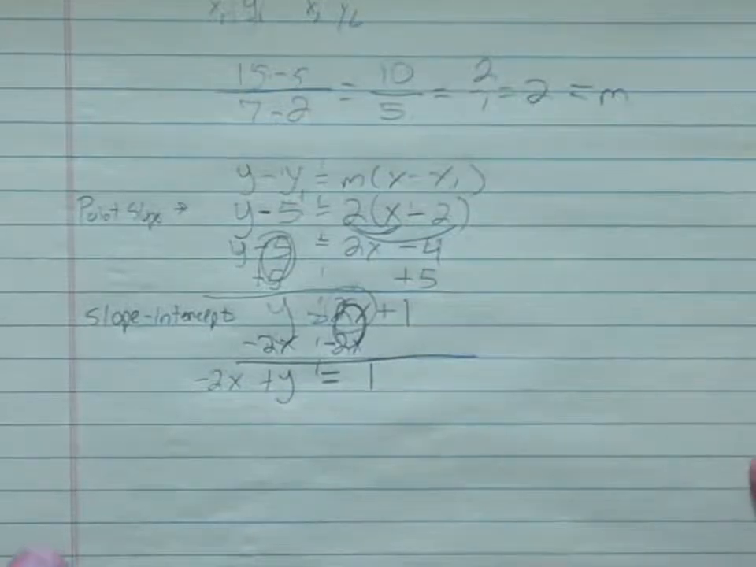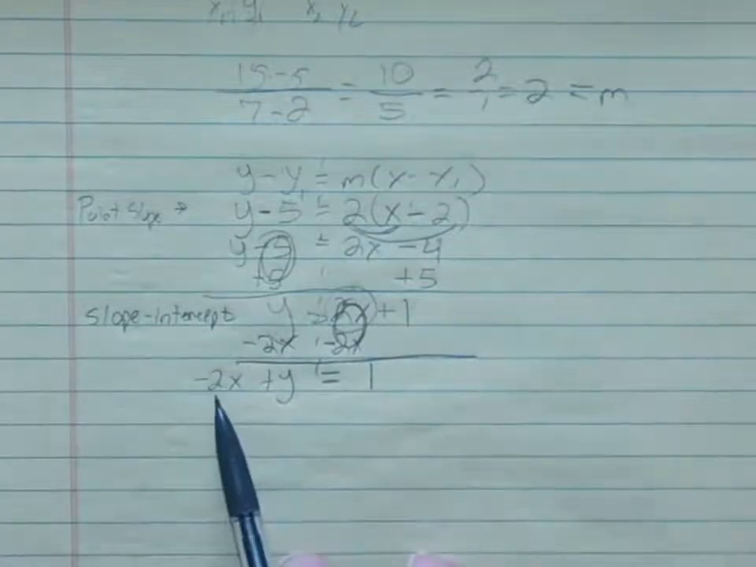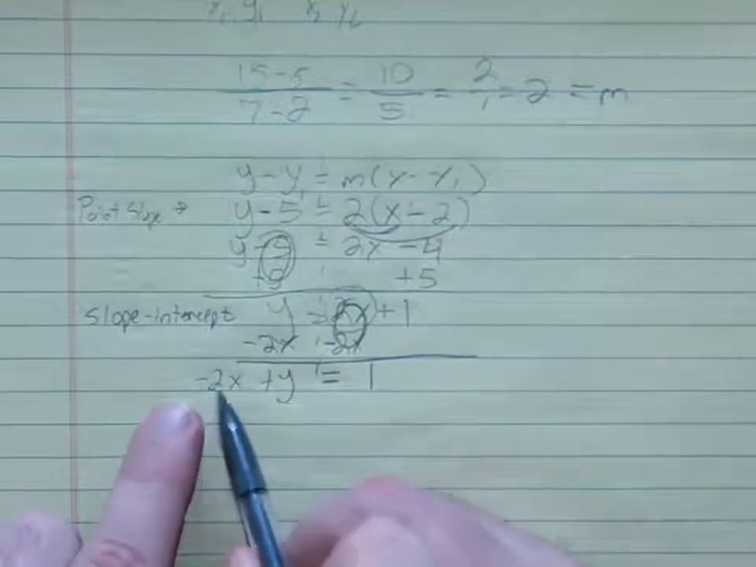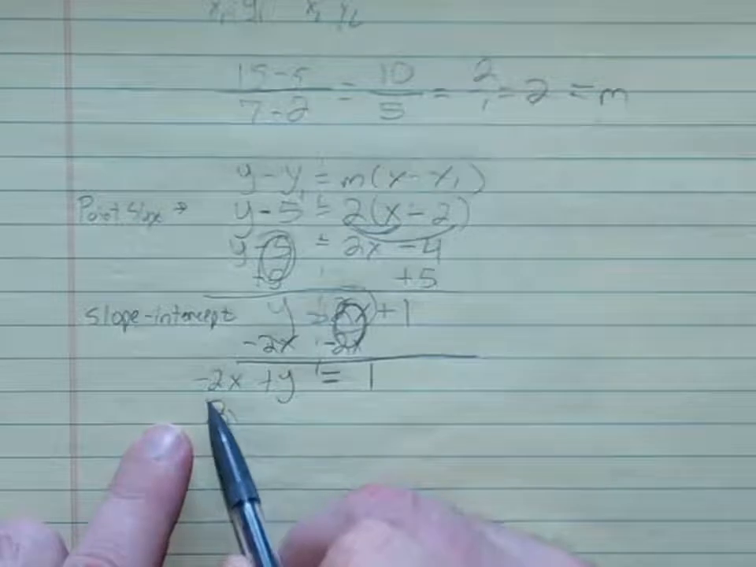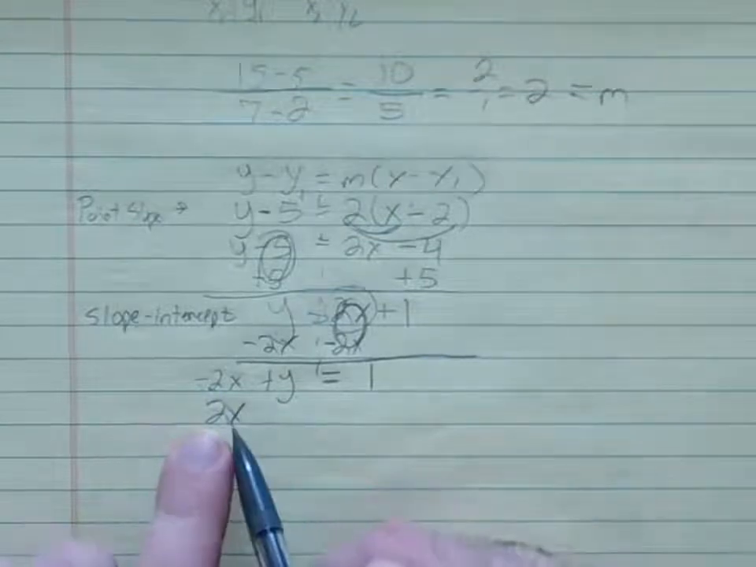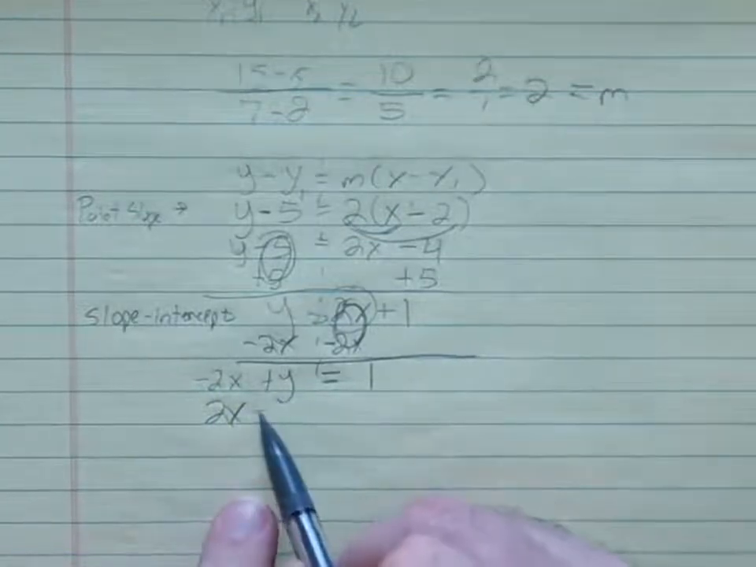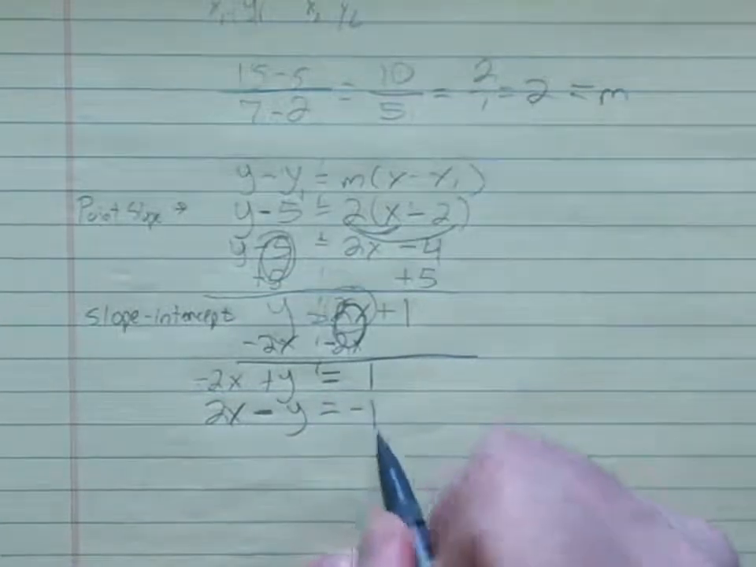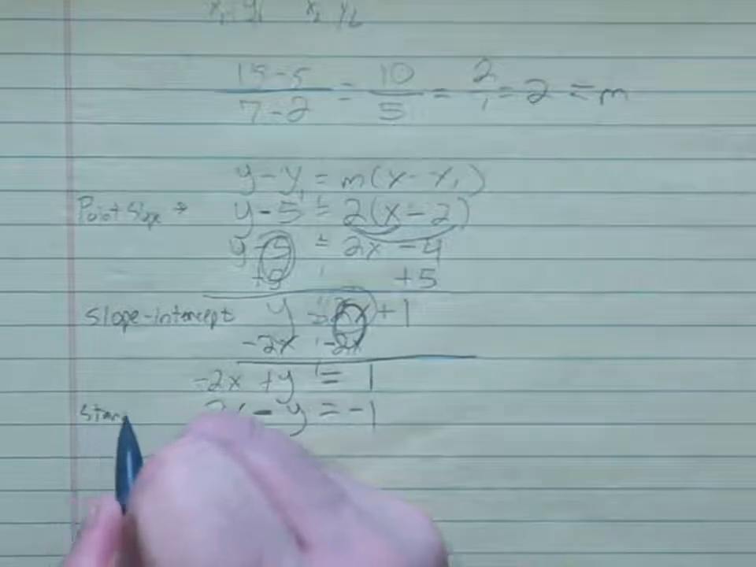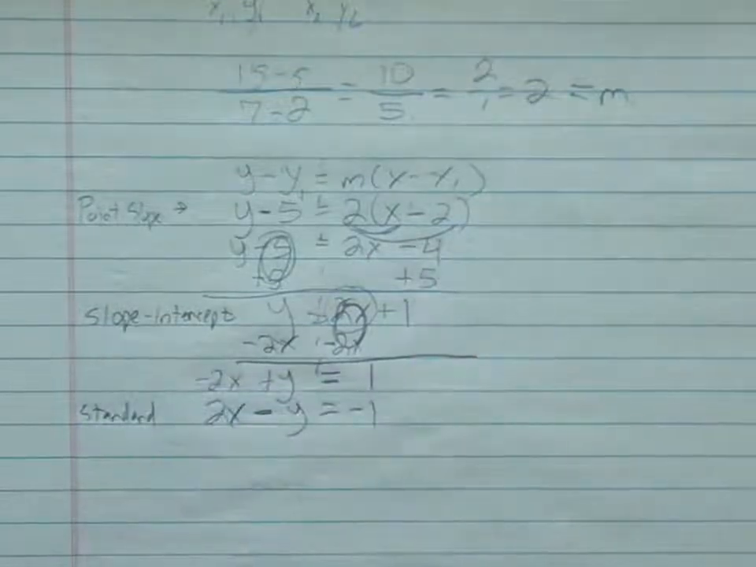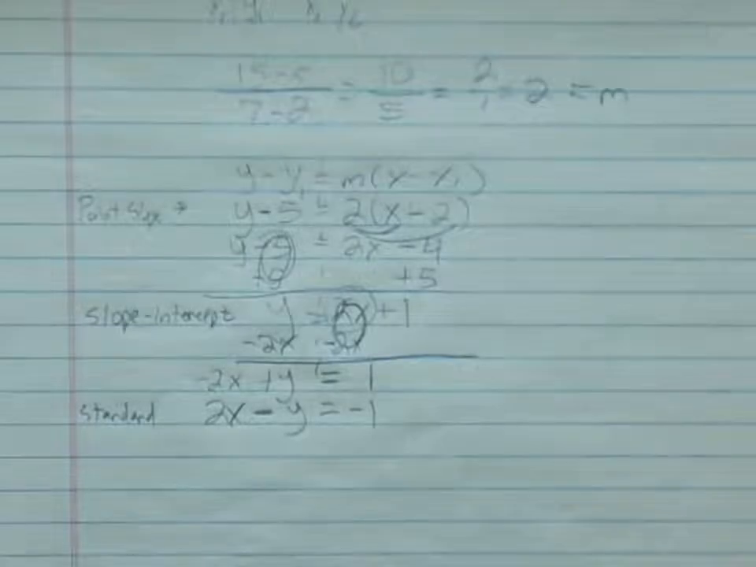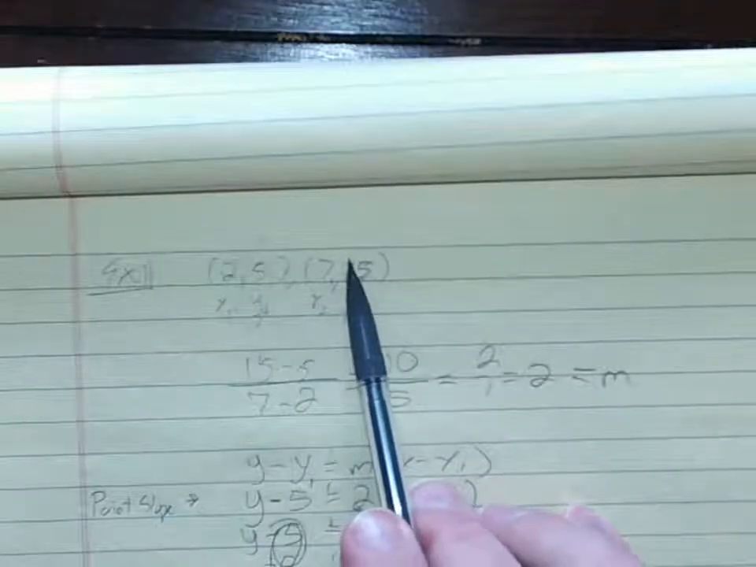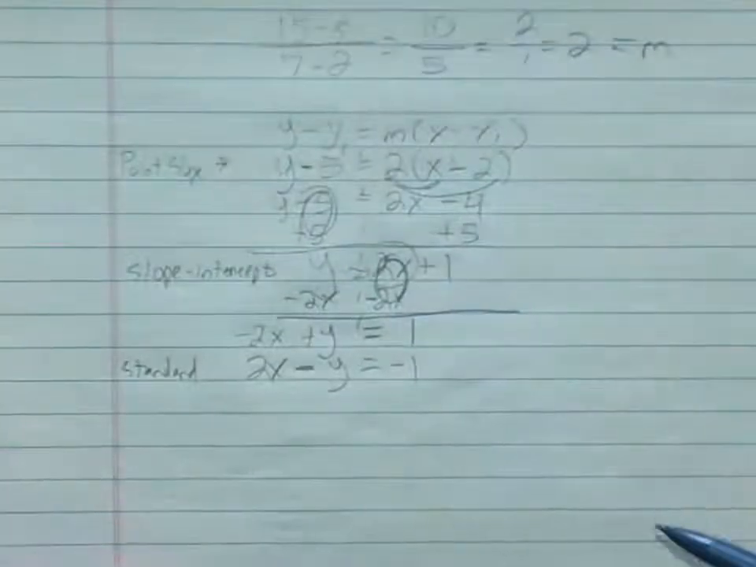And we're almost at standard form. There's one other issue. I need my x coefficient to be positive. It is not. So I'm going to make negative 2x into a positive 2x. I'm going to make plus y into minus y. And then on the right side, I'm going to make positive 1 into negative 1. And that will be my standard form. Okay? Whew. So if you were given 2 points and asked to put it in standard form, that would be what you would need to do.